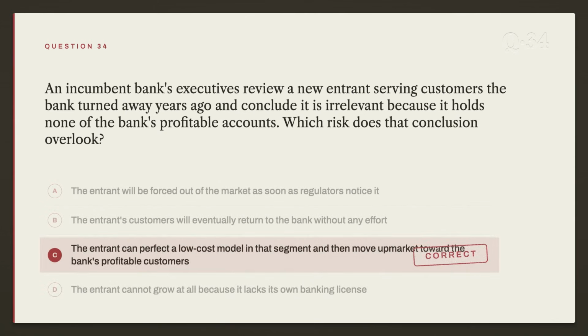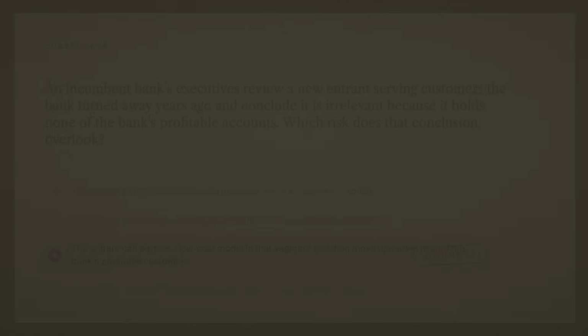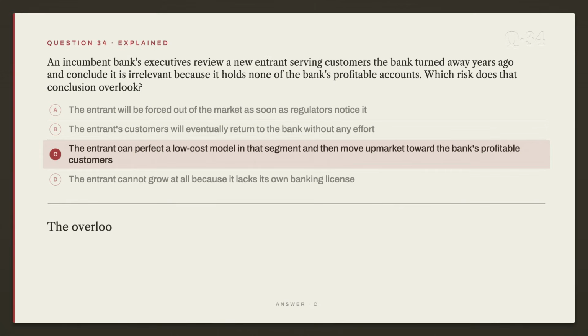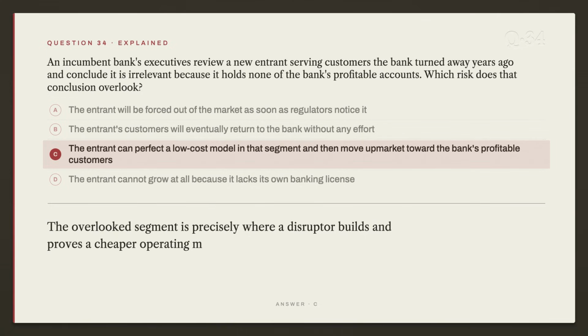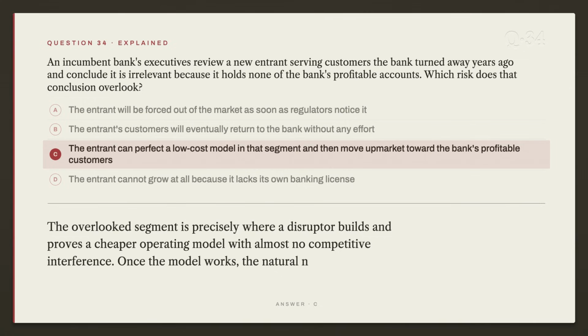The correct answer is C. The entrant can perfect a low-cost model in that segment and then move up market toward the bank's profitable customers. C is correct because the overlooked segment is precisely where a disruptor builds and proves a cheaper operating model with almost no competitive interference. Once the model works, the natural next step is up market into the accounts the bank assumes are safe. Dismissing an entrant because it currently holds nothing valuable ignores the direction it is heading.